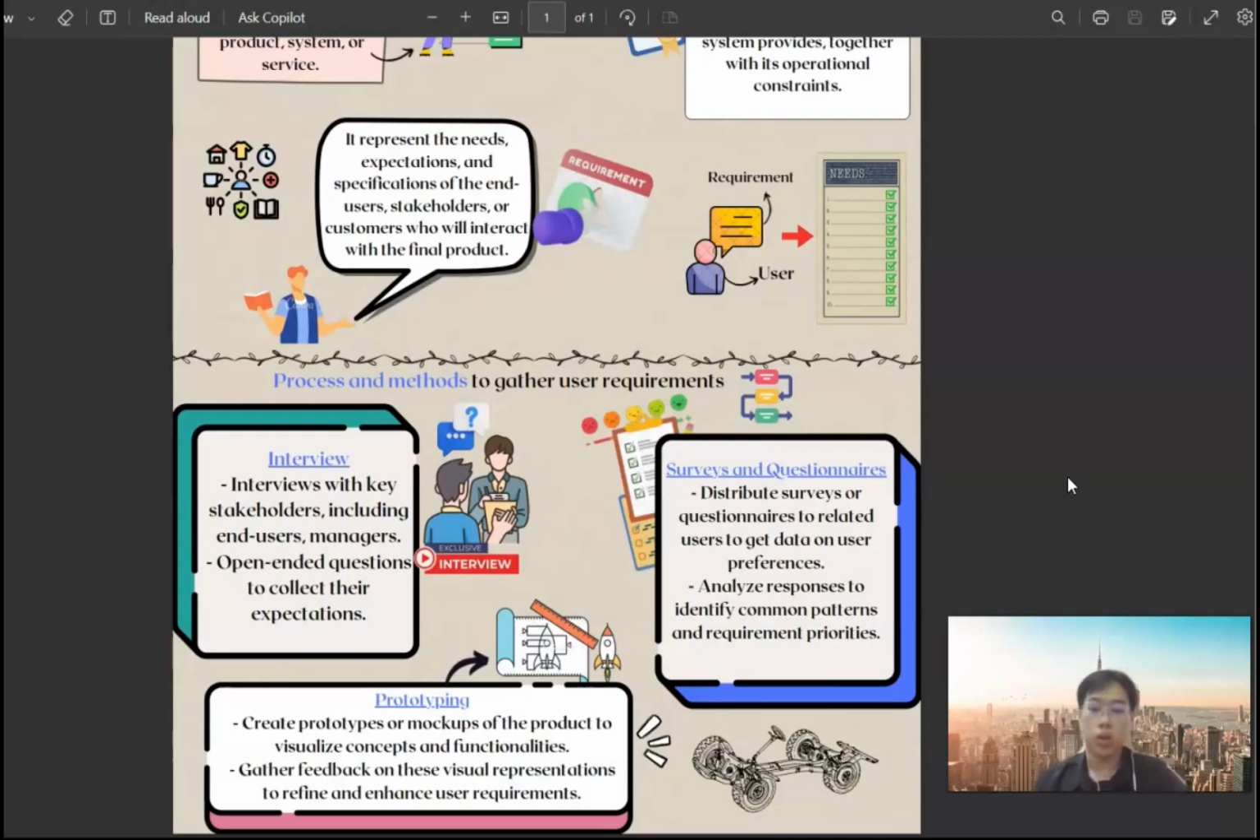So after refinement, we can proceed to step 5, which is upgrade to a high fidelity prototype. In this phase, we upgrade to a more detailed and interactive version of the prototype for further testing and validation, to be closer to the real product. So this is basically my process of prototyping to gather user requirements.